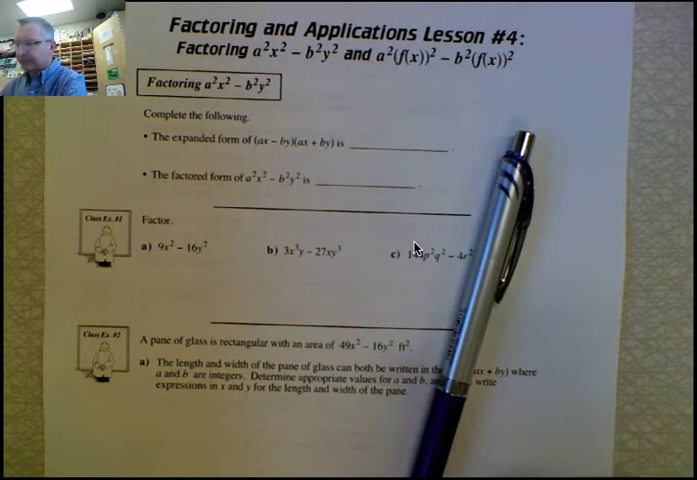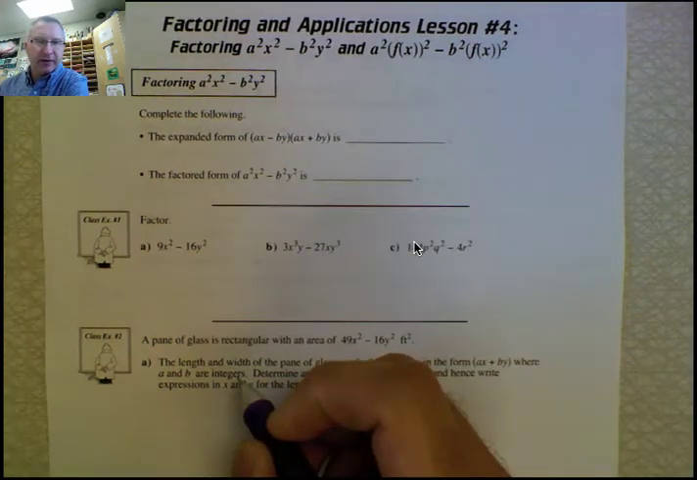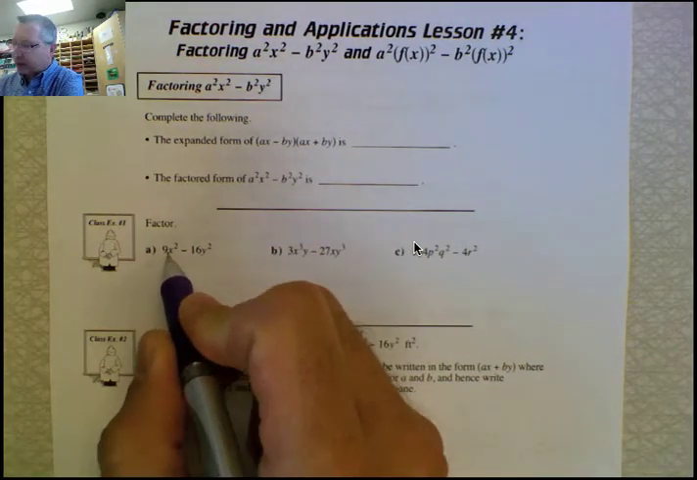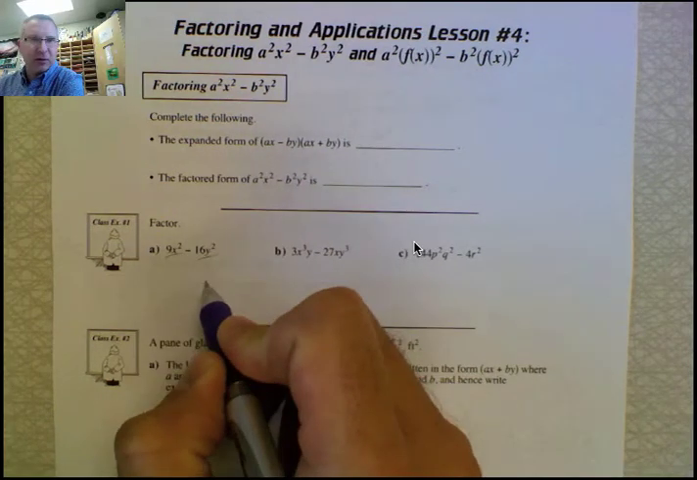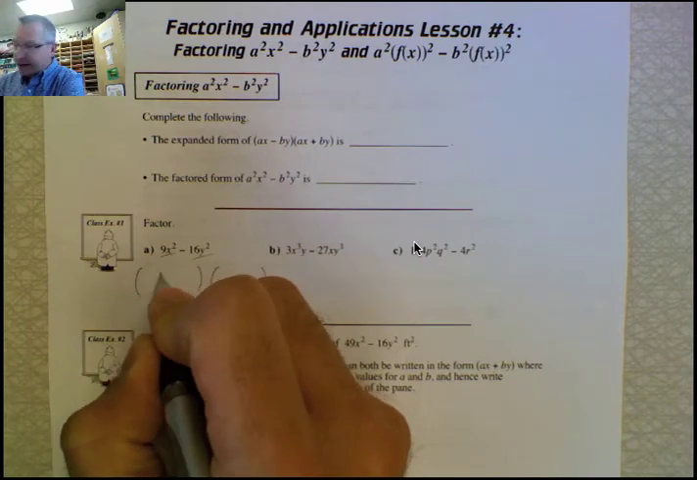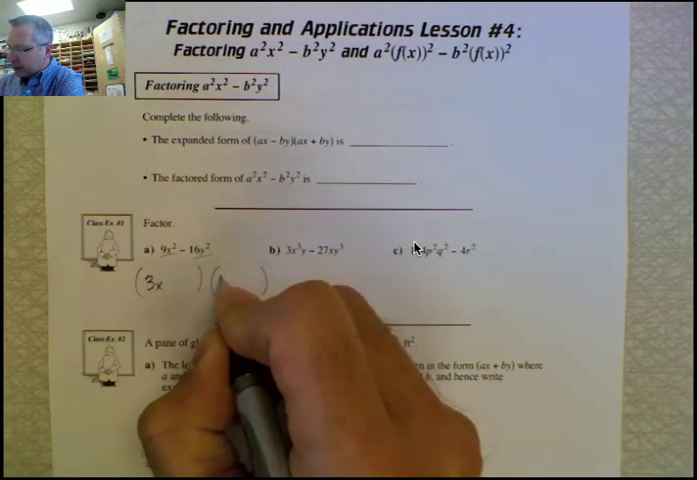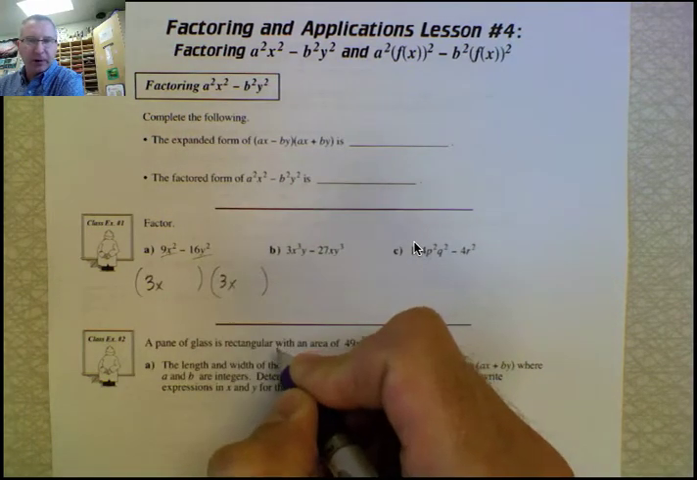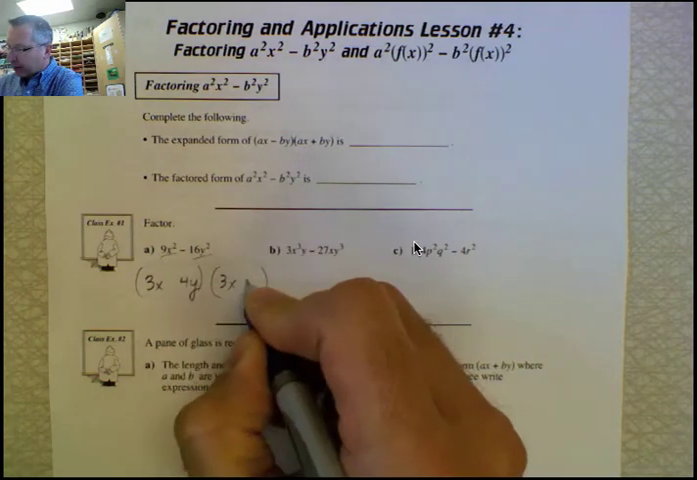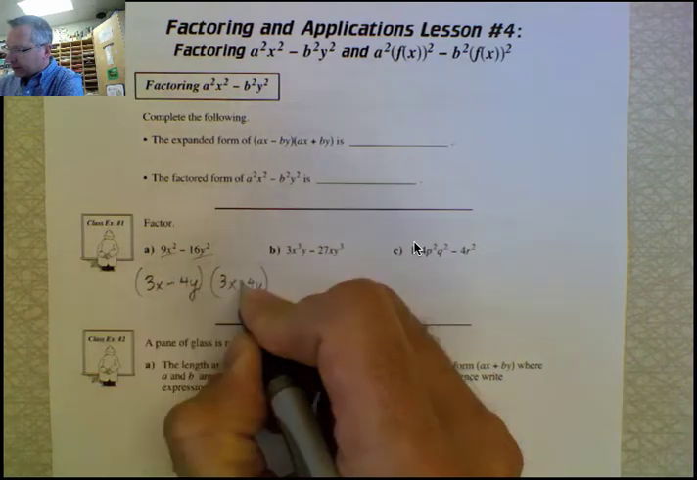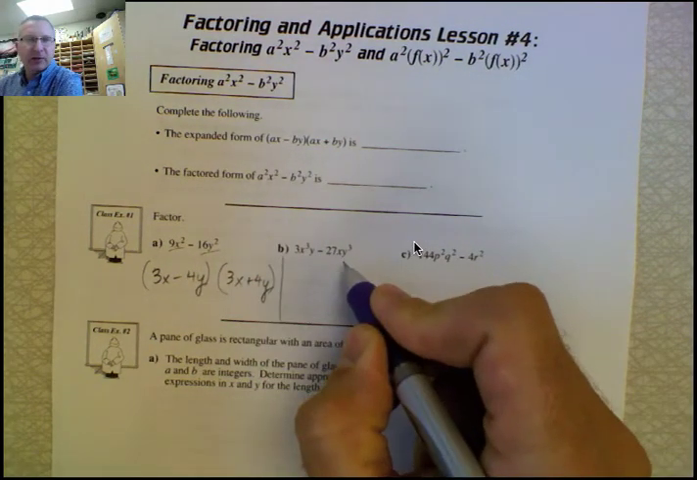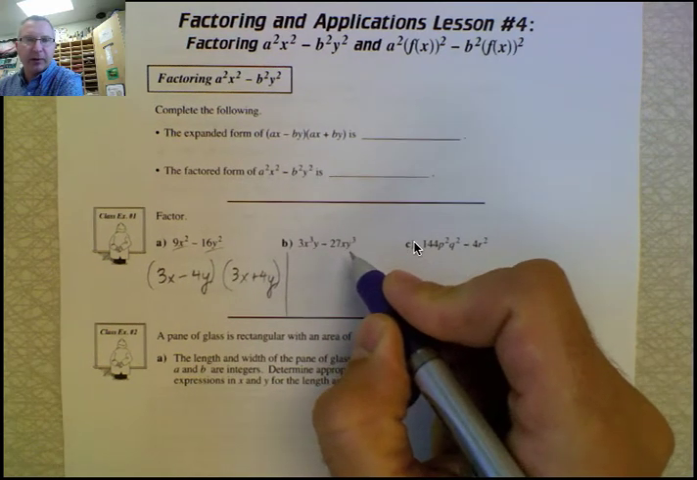So when we go to factor this particular question, we do the same thing as we normally do with difference of squares. We're going to take the square root of each of these things. The square root of 9x squared is 3x, so that becomes our first term in both binomials. The square root of 16y squared is 4y, and one of our factors is negative and one of our factors is positive.